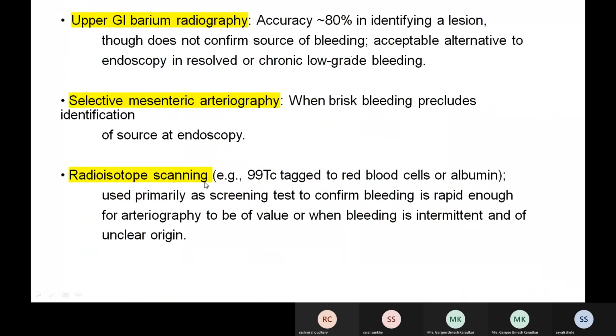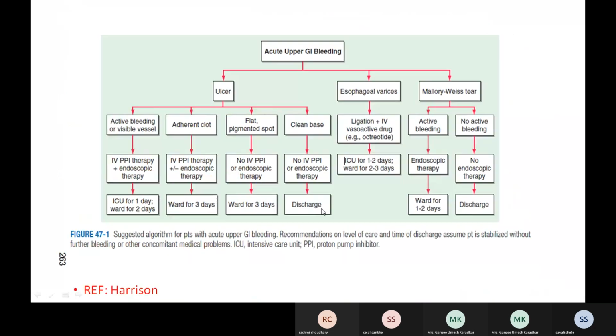Then radioisotope scanning. Technetium is the radioactive isotope used. It is tagged to the red blood cells or the albumin, and it is used primarily as a screening test to confirm bleeding which is not rapid enough for arteriography to be of value, or when the bleeding is intermittent or it is not known exactly where the bleeding is happening. So radioisotope scanning will tell you the exact bleeder. Okay. So how is it managed?